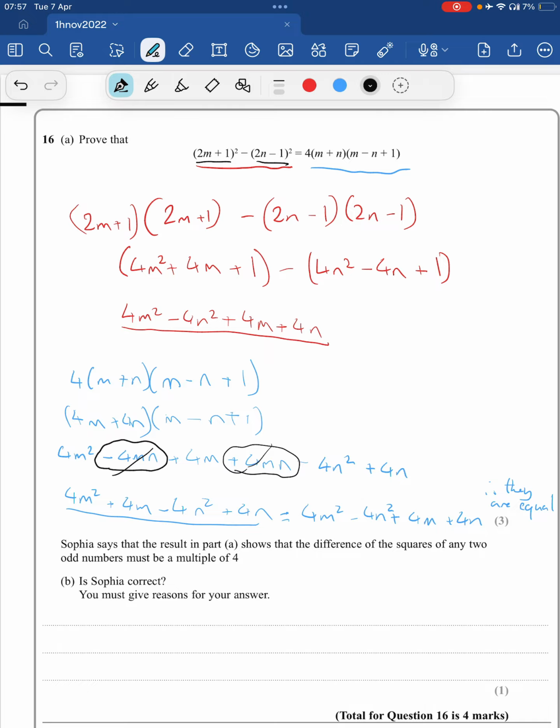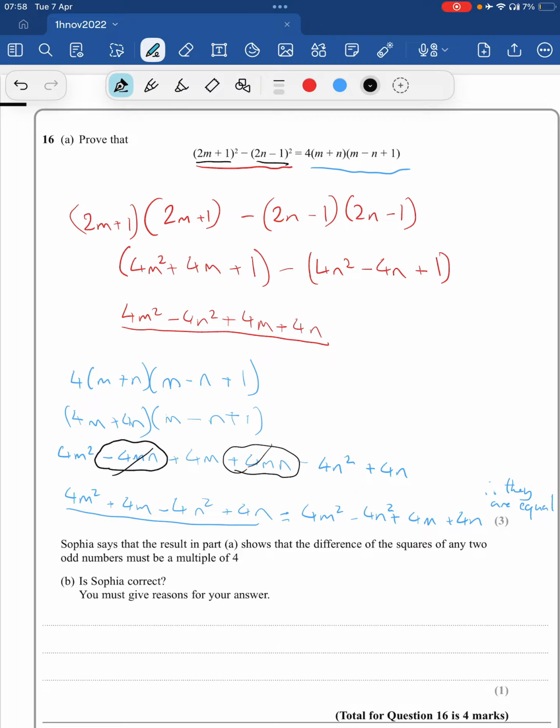When we square them, we subtract those, we're finding the difference of the squares. Just checking any two odd numbers, well, we've got 2m take away 2n. Because there's different variables, that means they are not tied to each other. They can be any number at all. So that is what she has looked at. We've got the difference of two squares of any odd numbers. Is it a multiple of 4?